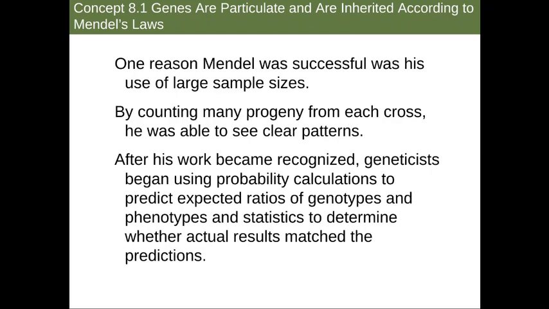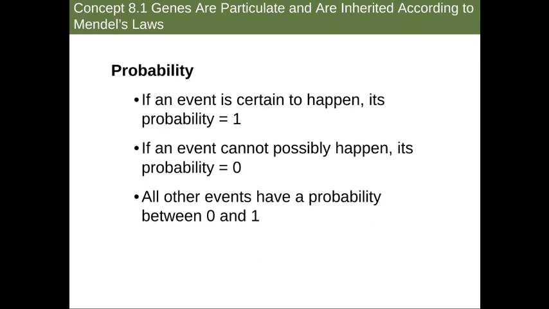Again, he was doing this all in the garden of his monastery in the 1800s. And even today, with the most complex genetic studies, we're still finding that the probability numbers do pretty much stay within the expected ratios that Mendel found over 150 years ago. When we talk about probability, it just means the likelihood that an event can happen. If it's certain to happen, it's 1.